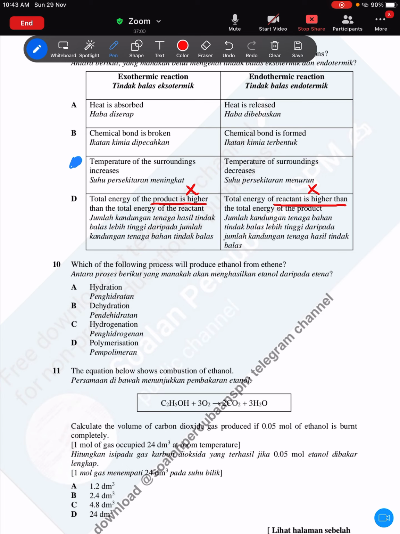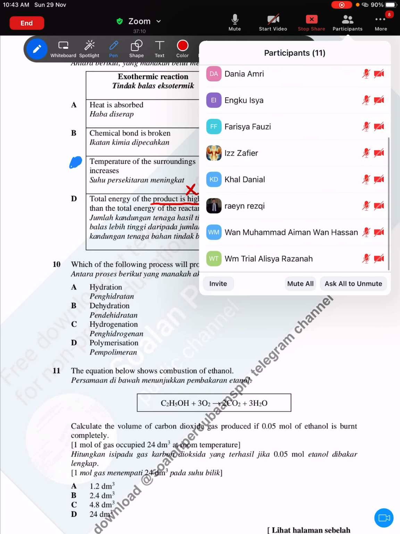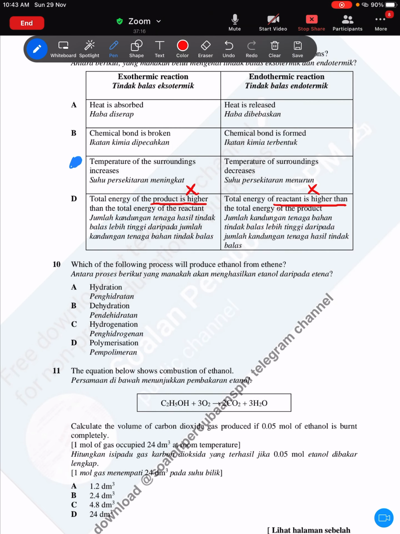Meow. Mama cat done. Okay. Rahil, are you there yet, Rahil? Just now Rahil was quite quiet. Rahil is here. Why couldn't I hear earlier? Okay, Rahil.